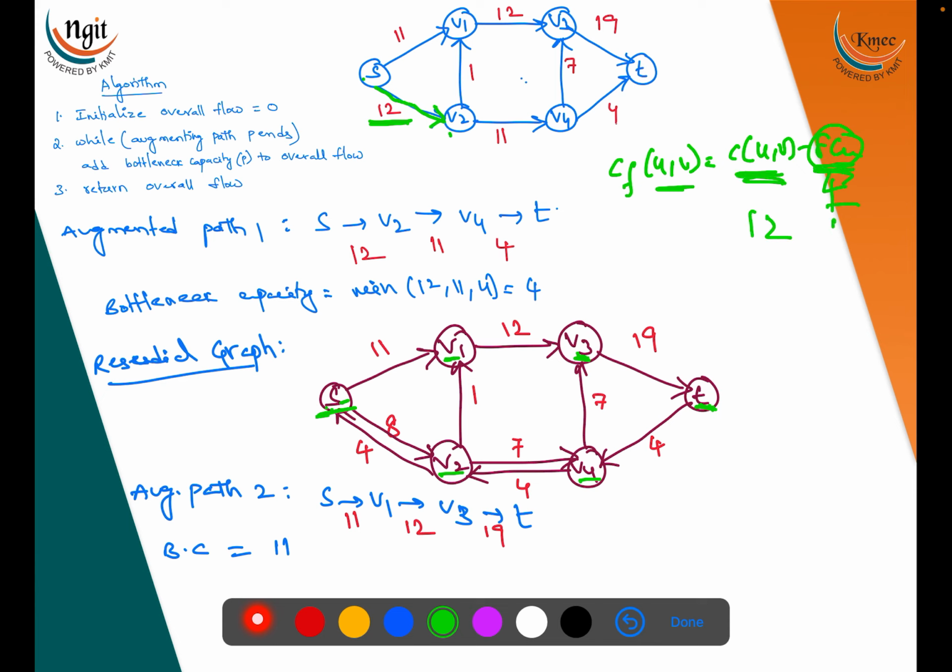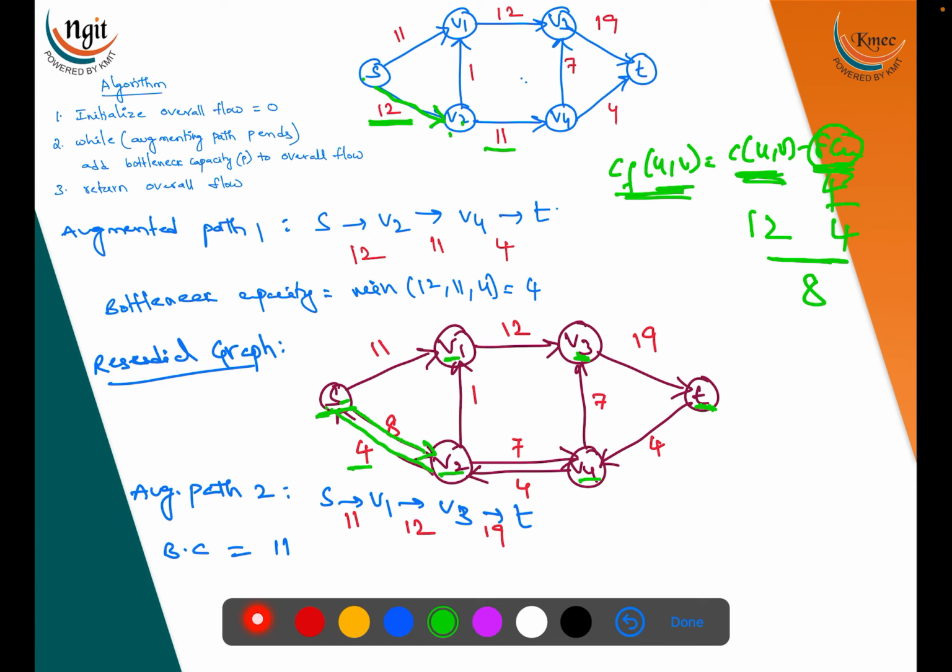Flow as what? 4. 12 minus 4 is what? Your residual capacity. So make a note here, 8 is the residual capacity. Now, what is the capacity here? 12. If residual capacity is 8, there will be an opposite direction to balance this capacity with the value of 4. The same thing will be applied over here.